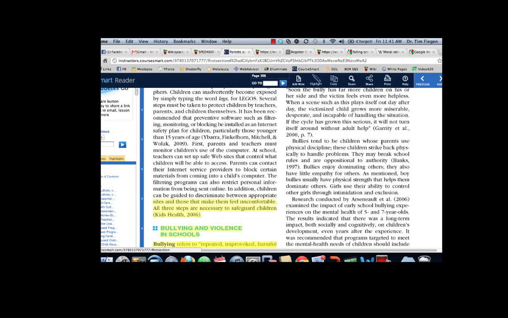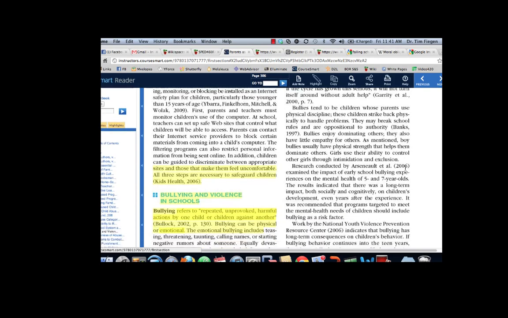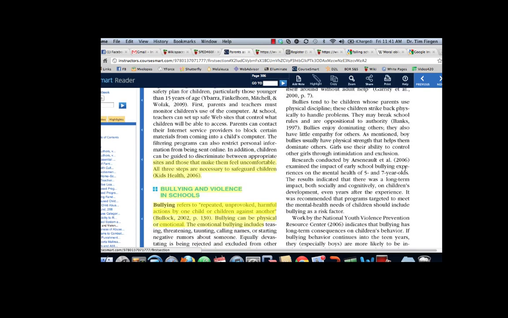Bullies tend to be children whose parents use physical discipline. These children strike back physically or handle problems, may break school rules in opposition to authorities. Dr. Rojas doesn't talk about it here, but one of the things they find in low-income communities is that this is more common because they tend to solve differences with violence by fighting. You and I were taught at a very young age how to rectify, to come to consensus, to get along. Often these folks' parents model for them the opposite, that the way to solve differences is screaming and hollering and fighting.